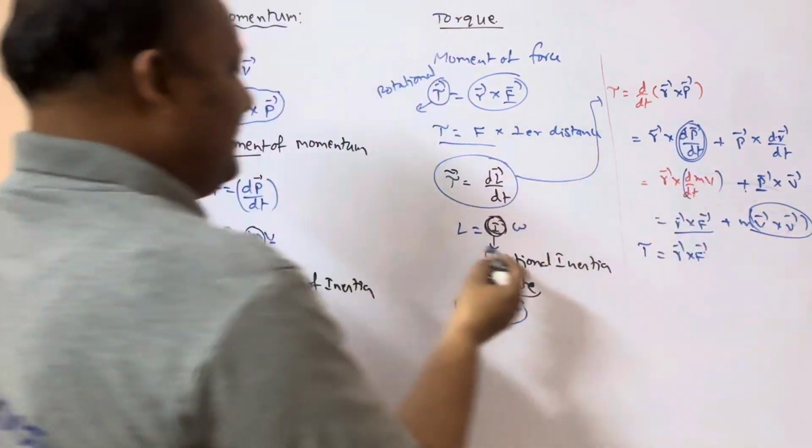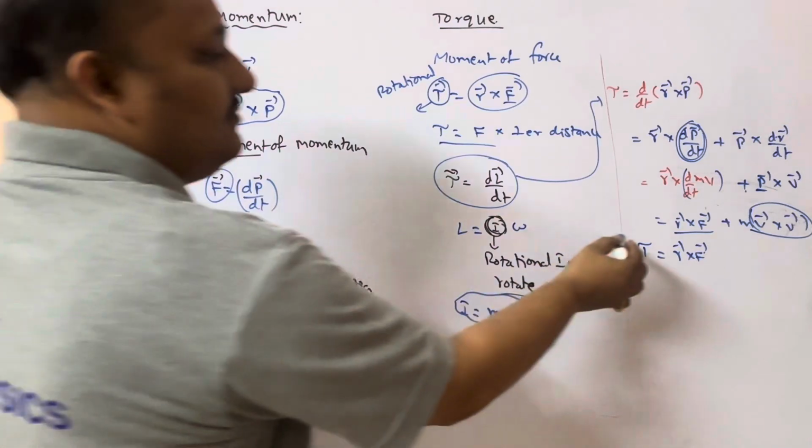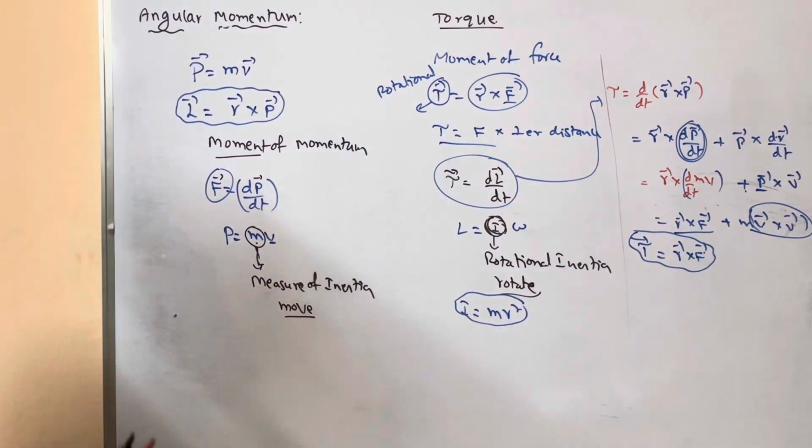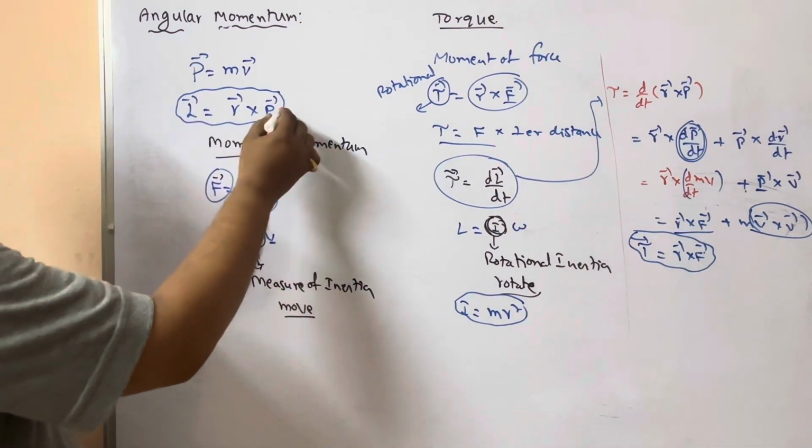dP by dt can be written as F bar. So tau bar is equal to R bar cross F bar. Next we will see angular momentum.